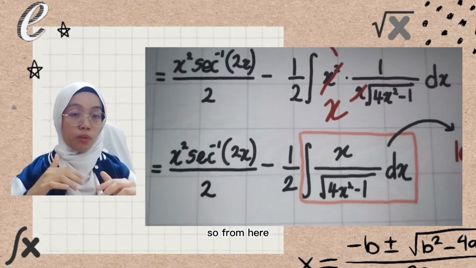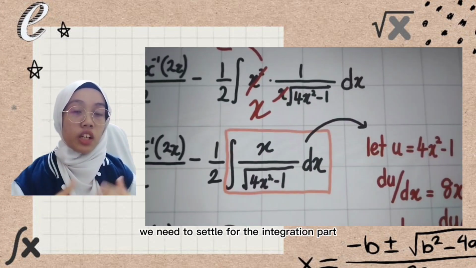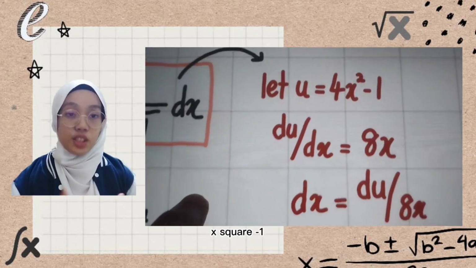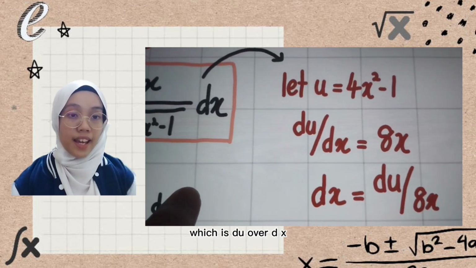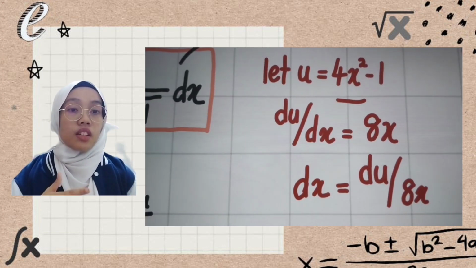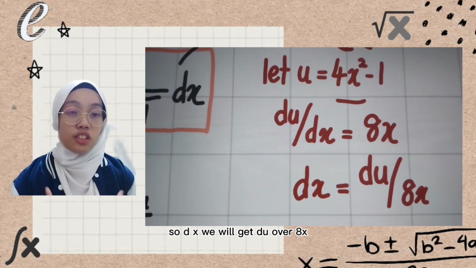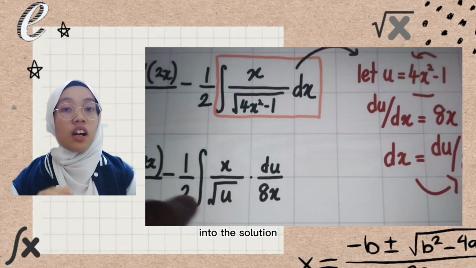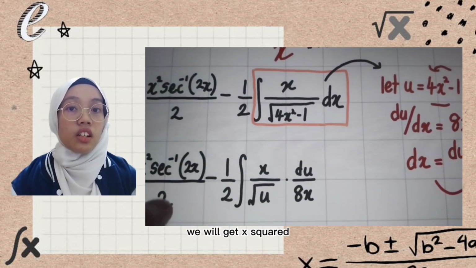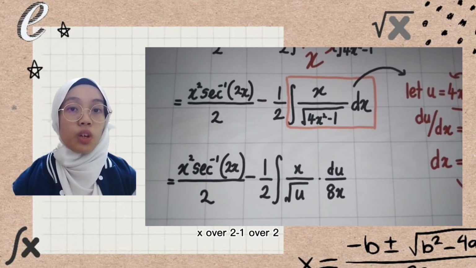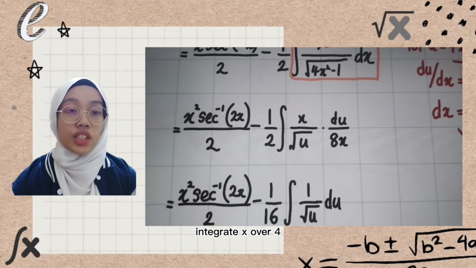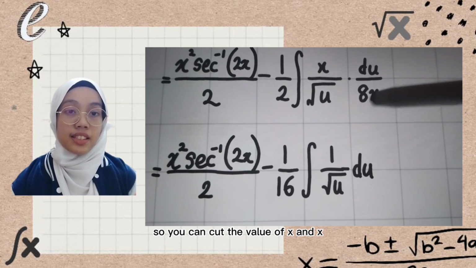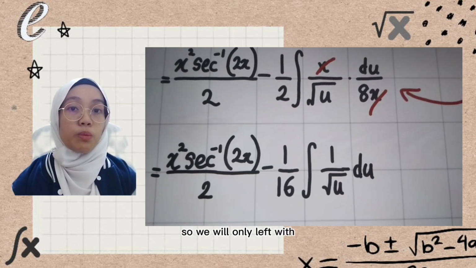So from here, we need to settle the integration part, but it cannot be done by itself. So we need to let the denominator be u. So I will let u equals 4x squared minus 1. So we need to differentiate u, which is du over dx, and differentiating 4x squared gives 8x. So dx equals du over 8x. Then we will substitute back the value of dx into the solution before this, which is x squared inverse secant 2x over 2 minus 1 over 2 integrate x over square root 4x squared minus 1 times du over 8x. So we can cut the x and x. So we will only be left with du over 8.